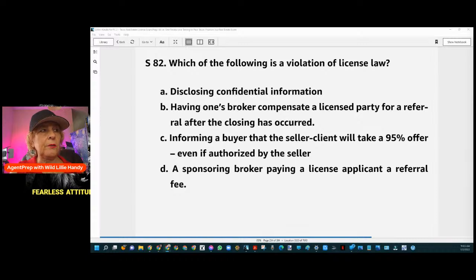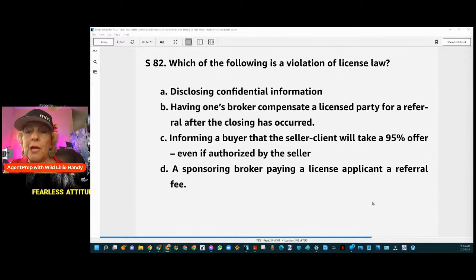However, there is a better answer, which is a sponsoring broker paying a licensed applicant a referral fee. We can only pay referrals to licensed realtors, right? To licensed individuals, not a licensed applicant. The licensed applicant is just applying to get their license. So let's see what the answer says. Licensee may not compensate unlicensed parties, even those who are waiting to receive a license. That is a licensed applicant.